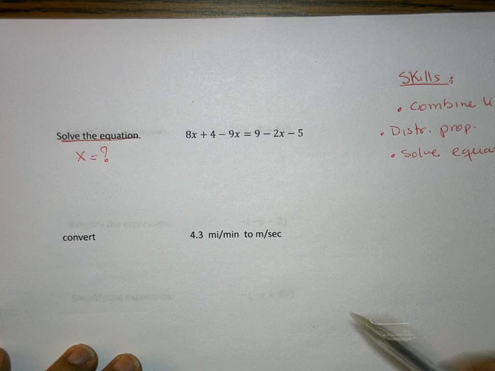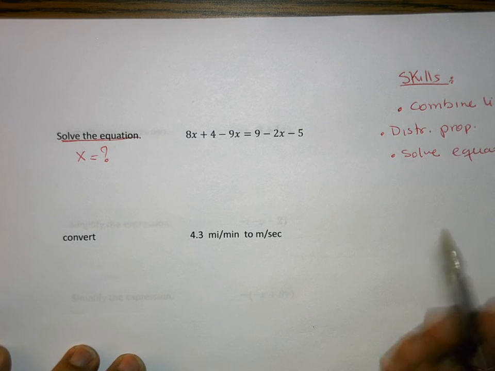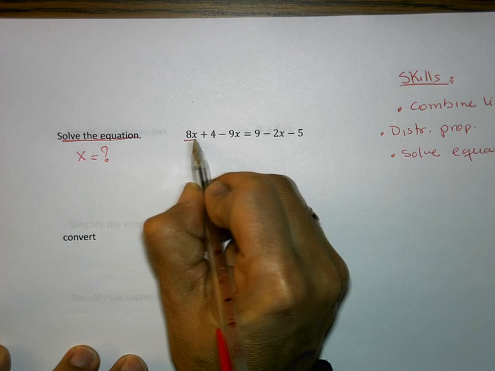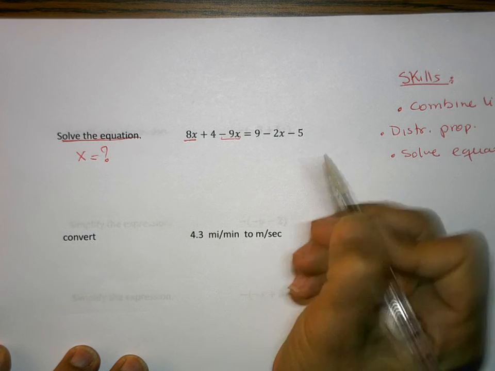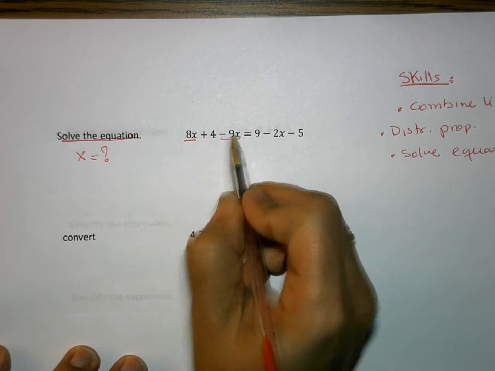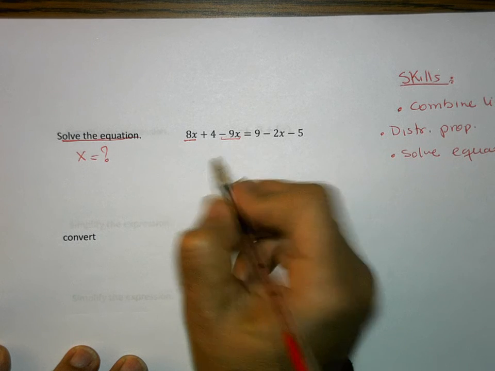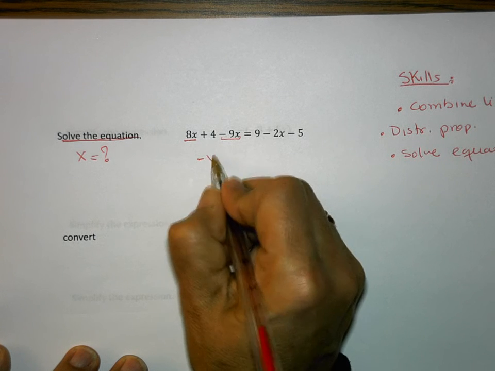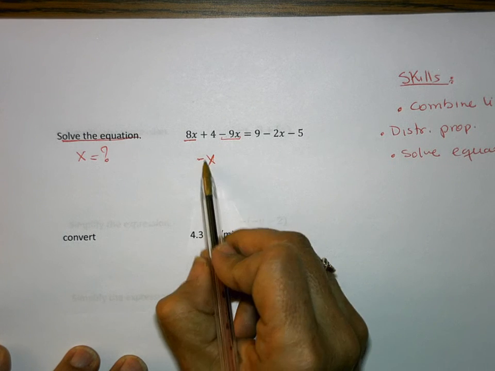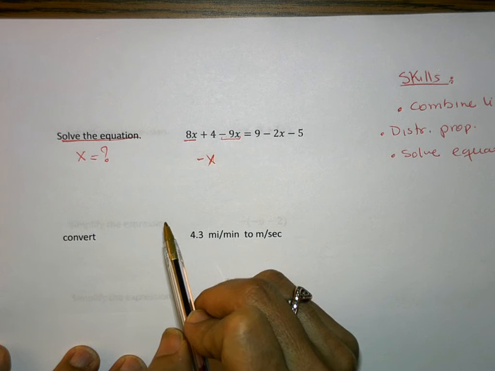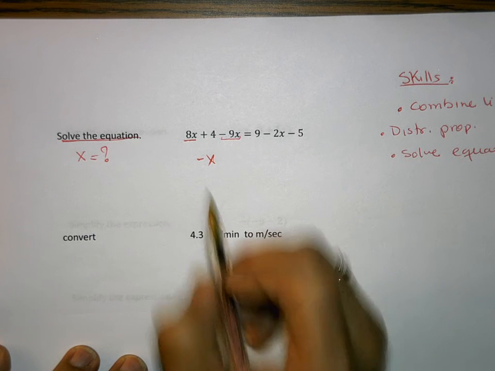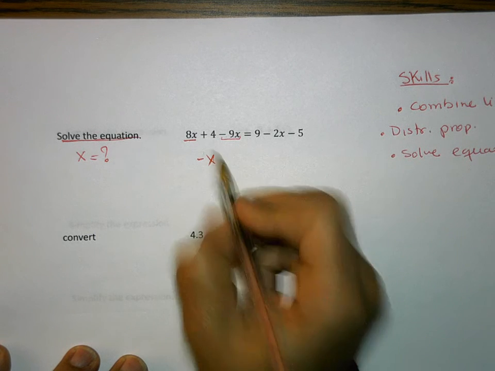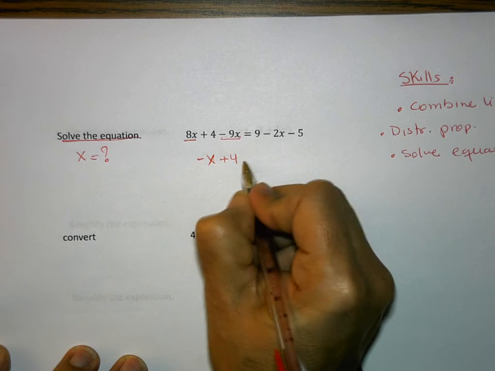So I always look for, can I combine like terms? Well, I have an 8x and a negative 9x. So let me combine these two. 8 minus 9 is negative 1x. So there we go. I left my 1 invisible. Some people write it. It doesn't bother me if you write it. Negative 1x, but I still have my 4 on this side of the equation.